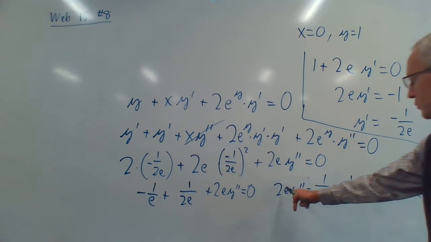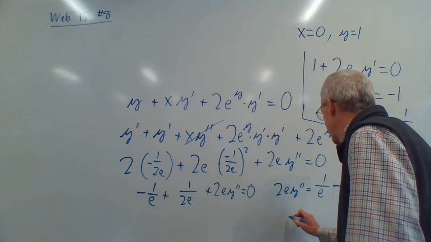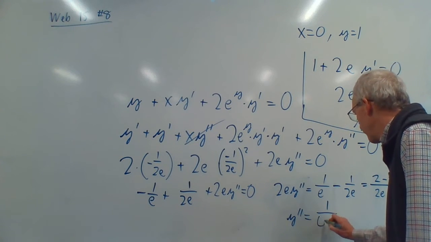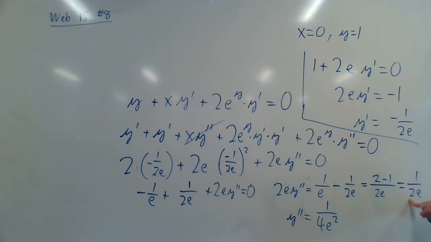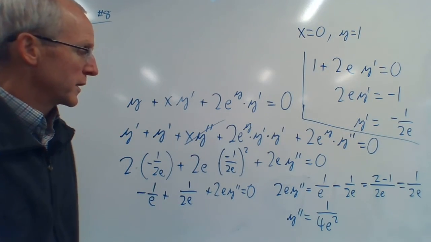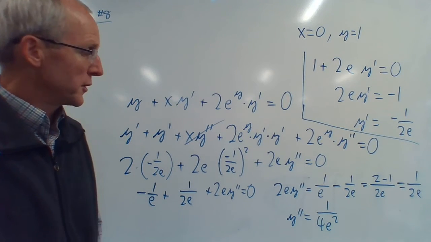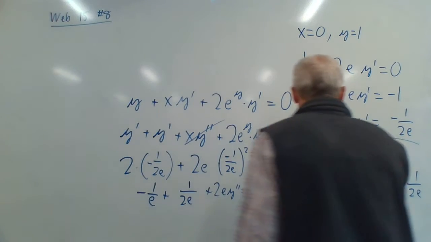All right, so 2e y double prime equals 1 over 2e, or y double prime is equal to 1 over 4e squared. Divide both sides by 2e. I have 2e times 2e, so I get 1 over 4e squared. Cool. So the second derivative is 1 over 4e squared. That's how fast the first derivative changes. The third derivative would be 0, right? Because this is a constant.